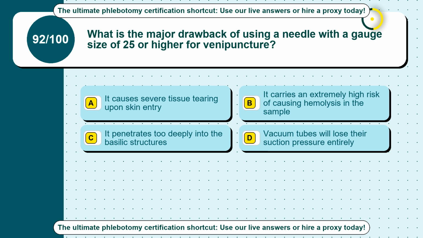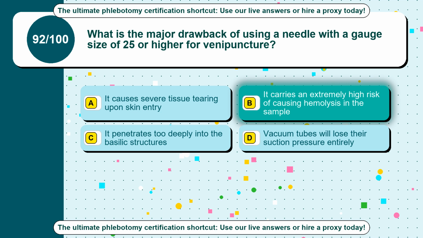It carries an extremely high risk of causing hemolysis in the sample. Option C. It penetrates too deeply into the basilic structures. Option D. Vacuum tubes will lose their suction pressure entirely. The correct answer is option B.